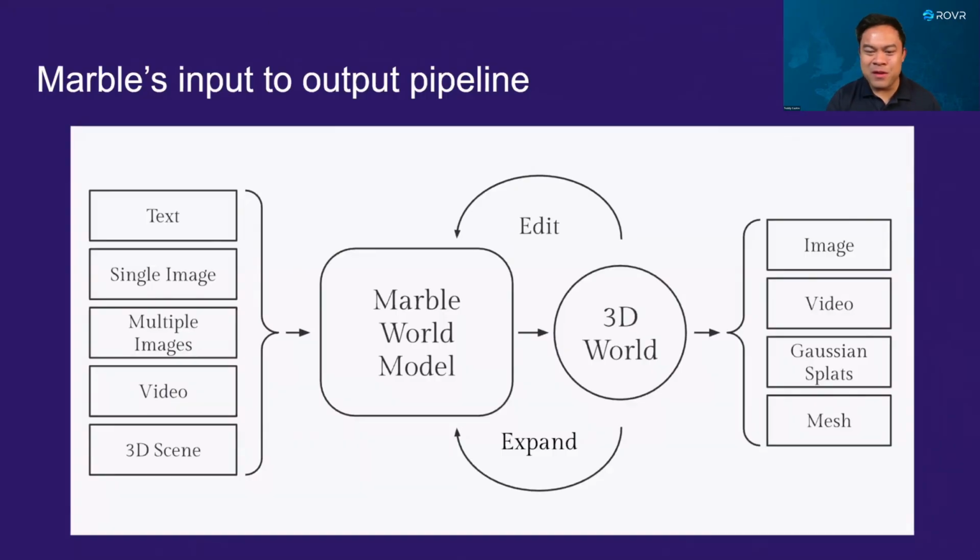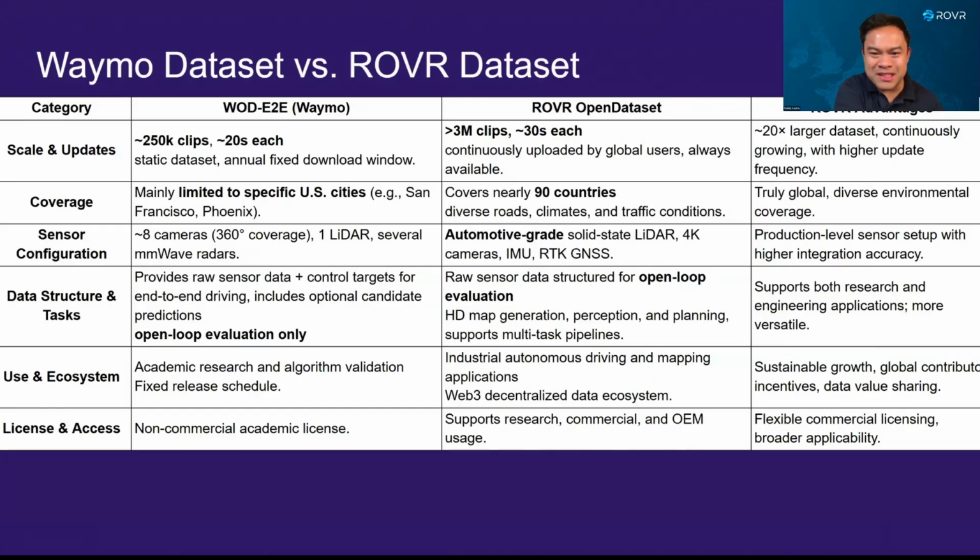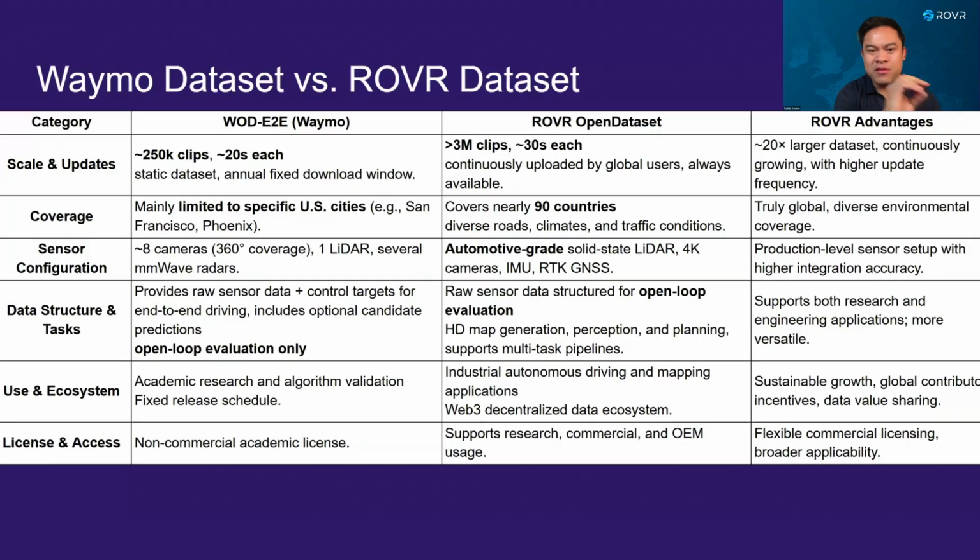So without further ado, let's go ahead and get into the Waymo dataset versus the Rover dataset, right? This is released, I believe, on an annual basis, in which they do challenges for it. And you can see the comparison of Waymo on the left, Rover in the middle, and then our advantages on the right. Let's go ahead and talk a little bit about these. What stands out to you? Let's go with Gary first.